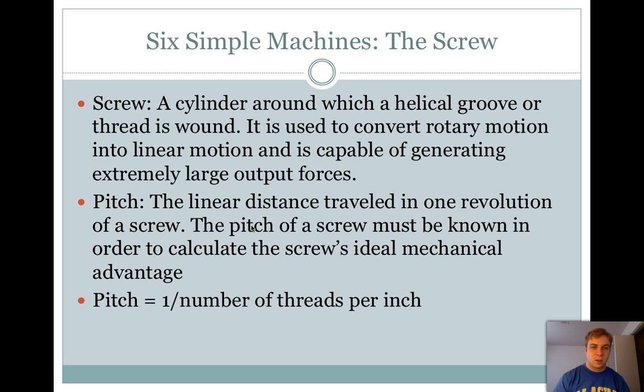The screw. A cylinder around which a helical groove or thread is wound. It is used to convert rotary motion into linear motion and is capable of generating extremely large output forces. The pitch. The linear distance traveled in one rotation of a screw. The pitch of a screw must be known in order to calculate the screw's ideal mechanical advantage. The pitch is equal to 1 divided by the number of threads per inch.